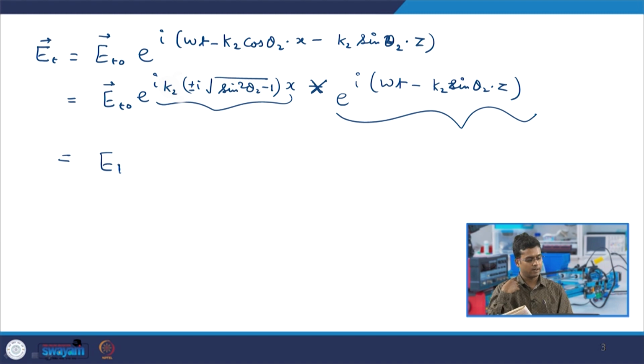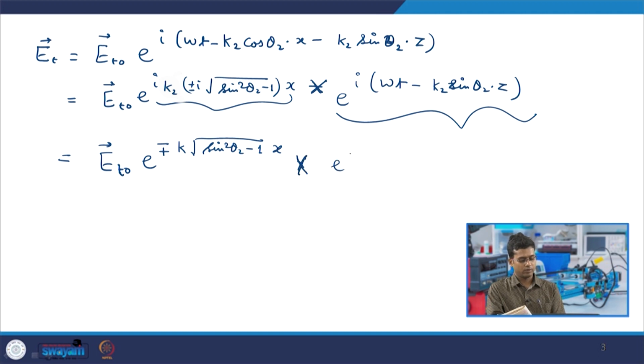e to power i pi by 2, e to power plus minus i pi by 2, that is minus 1. So, it will be minus plus k2 under root sin square theta2 minus 1 into x, into this thing e to power i omega t minus k2 sin theta2 into z.